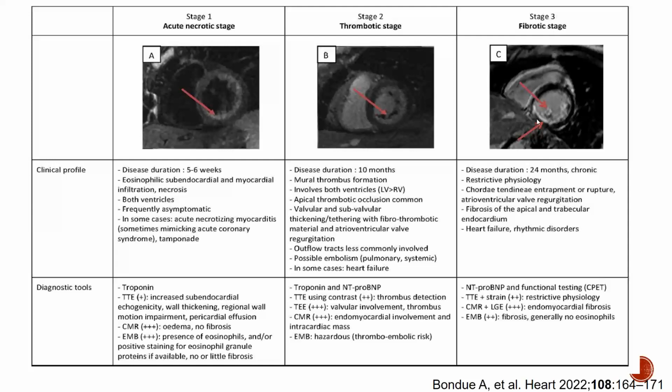The last stage, which is a late stage in around 24 months of disease, is the fibrotic stage, where patients present with restrictive physiology, and sometimes they have fibrosed chordae tendineae, maybe calcified papillary muscles, and they present with heart failure and arrhythmia disorders. A transthoracic echo will only show restrictive physiology, while MRI usually shows endomyocardial fibrosis. Biopsy will show fibrosis, but eosinophils will not be seen in those kinds of patients.